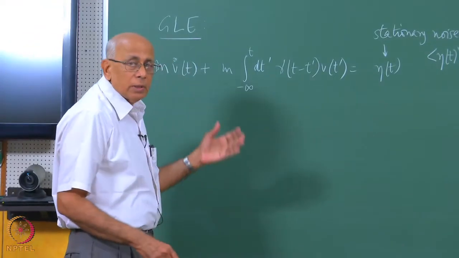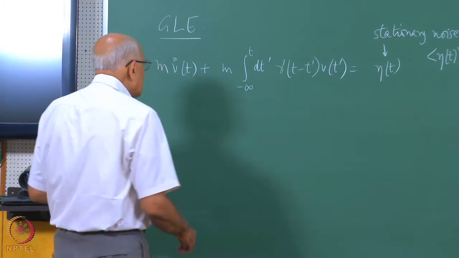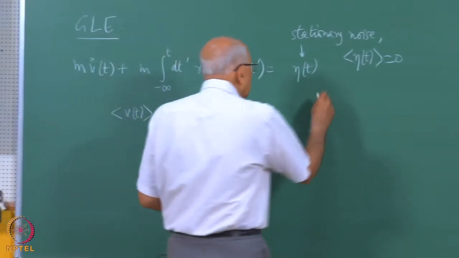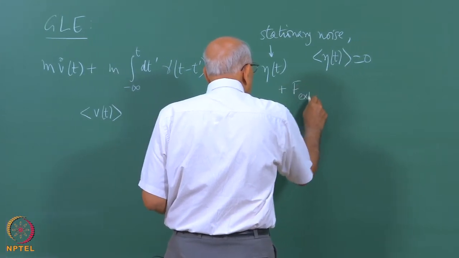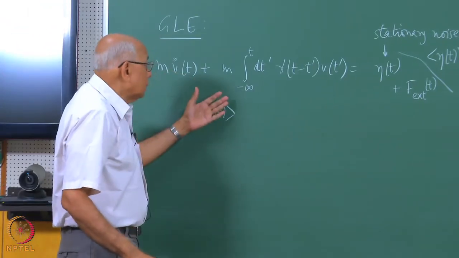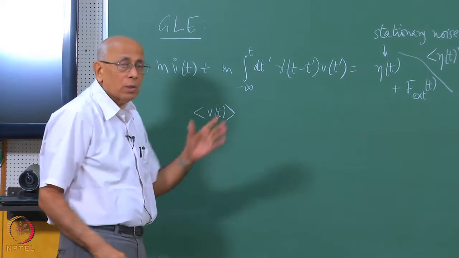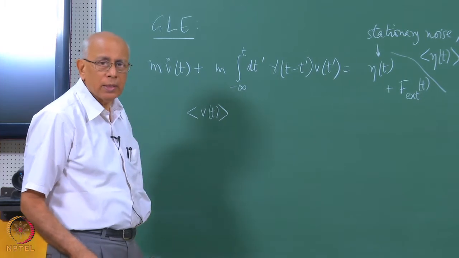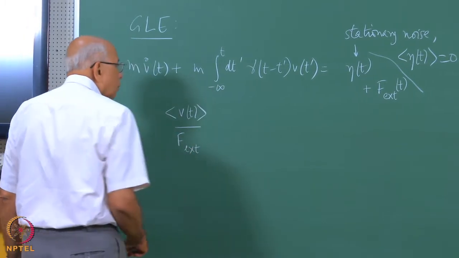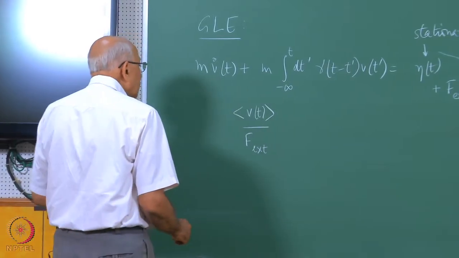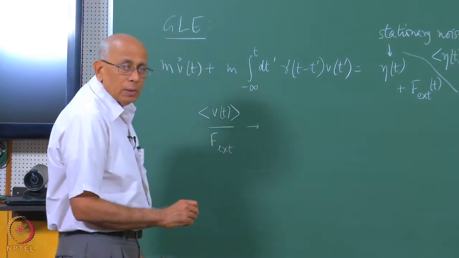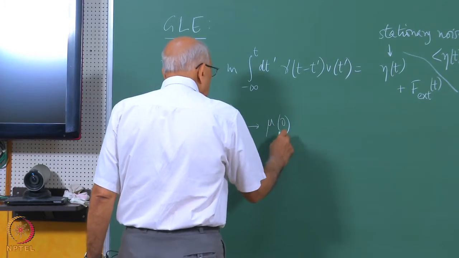Then if we took averages, we computed the mobility of the particle. So we said that the average value of the velocity per unit applied force, when I apply an external force, this thing becomes plus F external of t. So this is the generalized Langevin equation. And we said that the average velocity to first order in the external force, in this case it's a linear equation, so it's actually an exact relation. This quantity divided by F external for constant external force, in the limit in which t tends to infinity, tends to what was called the static mobility of the particle at zero frequency.